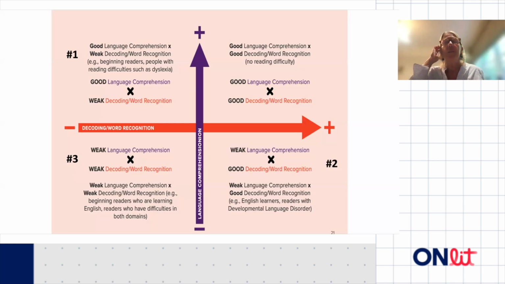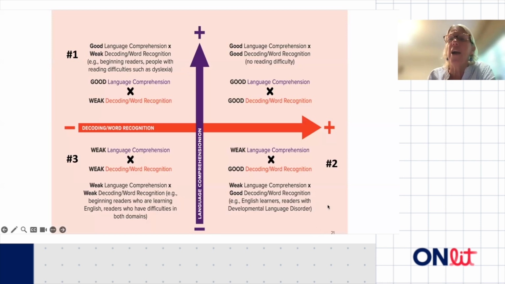Okay, but these kids are basically good. The first, really, I think of 3 profiles. The first profile are those students who have good language comprehension, but weak decoding, right? So if you look at this grid, you can see language comprehension going from weak to good, decoding word recognition going from weak to good. So these kids have good language comp, weak decoding.